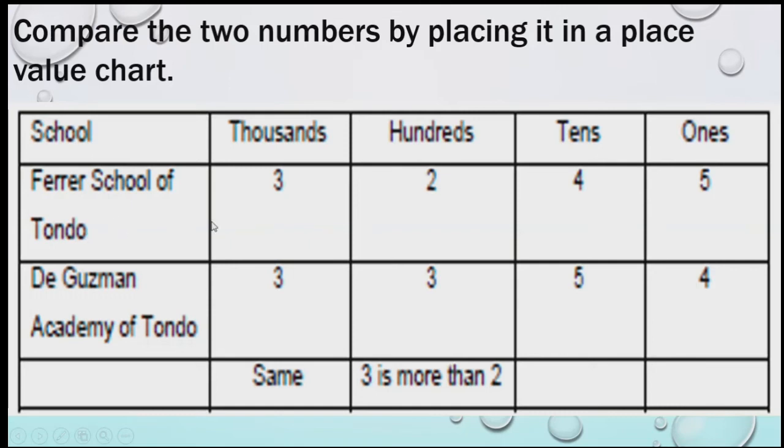Which means 3,245 is less than 3,354. Or 3,354 is greater than 3,245. So the Guzman Academy of Tondo had a greater enrollment than Ferrer School of Tondo.